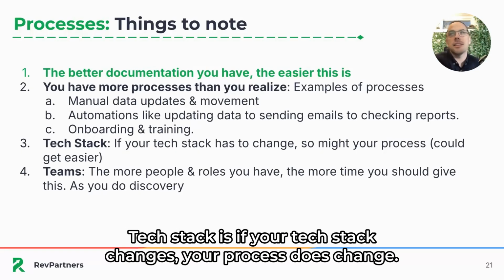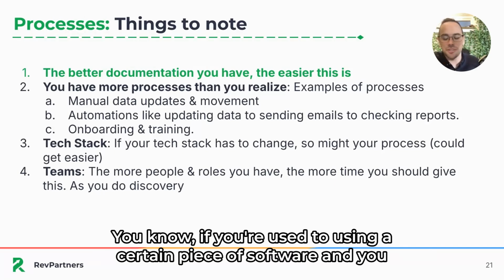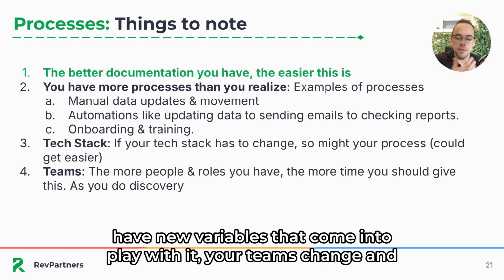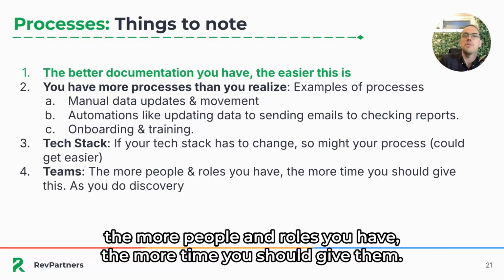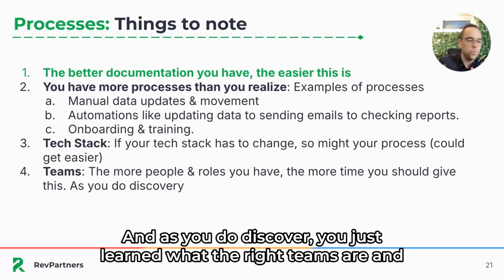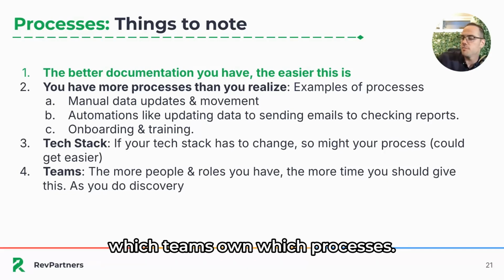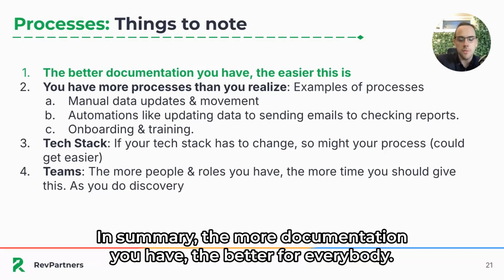Tech stack is, if your tech stack changes, your process does change. If you're used to using a certain piece of software and new variables come into play with it, your teams change. And the more people and roles you have, the more time you should give them. As you discover, you learn what the right teams are and which teams own which processes. In summary, the more documentation you have, the better for everybody.